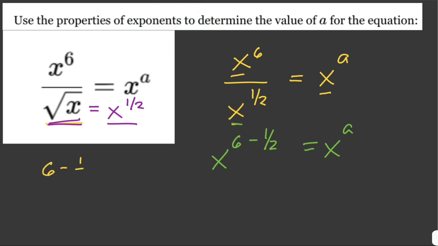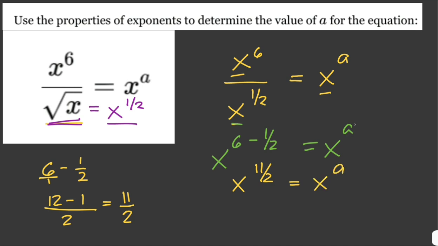Alright, so we subtract 6 and 1/2. Make sure you know how to subtract a whole number and a fraction. You just have to get the LCD. The LCD is 2. Since 6 is a whole number, its denominator is considered as 1. So 2 divided by 1 is 2, 2 times 6 is 12. 2 divided by 2 is 1, times 1 is 1. Then we copy the operator sign minus, so that is 12 minus 1, which is 11. So this is just 11 over 2. So this is x to the 11 over 2 equals x to the a.